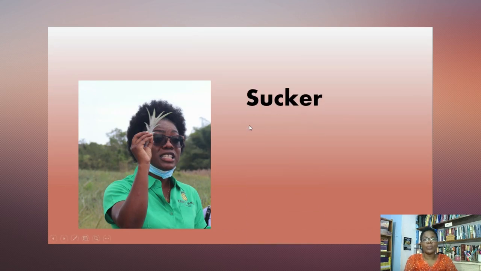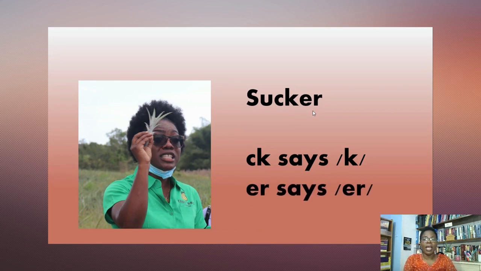All right, so sucker. This is the word sucker. Let's call the word again. Sucker. So we have a number of special sounds there. Let's look at them. We have CK, and CK says k. So when you see CK together in a word, one sound, k. And then we have ER, and ER says er. So here we have sucker. And we can tell how many syllables are in this word as well. So there you have it. That's a pineapple sucker.